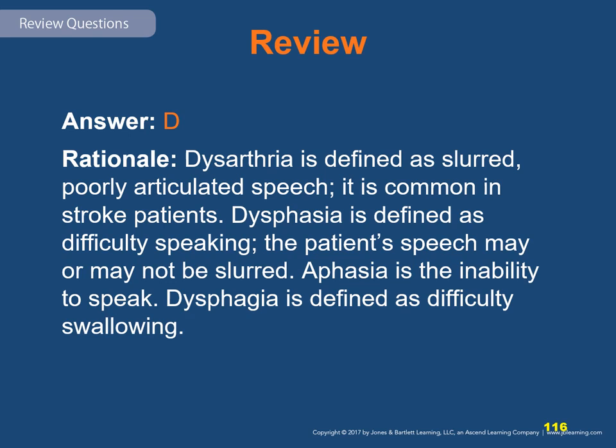In this case, dysarthria, letter D, is what was put to you in the scenario in the question. Dysarthria is defined as slurred, poorly articulated speech, and it is common in stroke patients. Dysphagia, with an S, is defined as difficulty speaking in general. The patient's speech may or may not be slurred. Aphasia is the inability to speak at all. And dysphagia with a G is defined as difficulty swallowing.